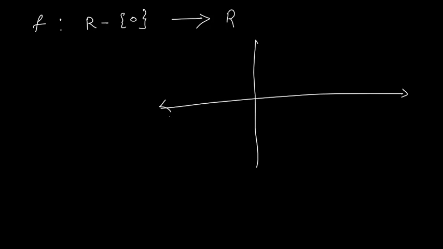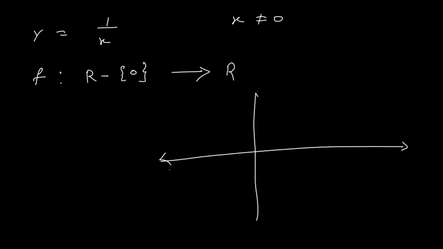You can easily see that when the value of x is positive but less than 1, the denominator becomes smaller than the numerator, and I will get the value of y more than 1. So as the value of x approaches 0, the value of y keeps on increasing. So I will get a curve like this.